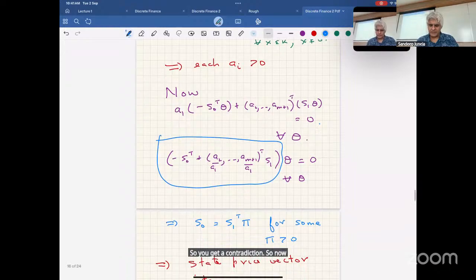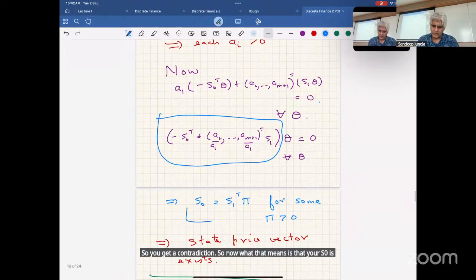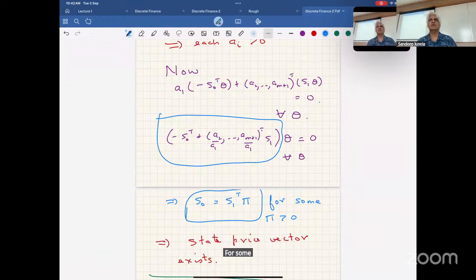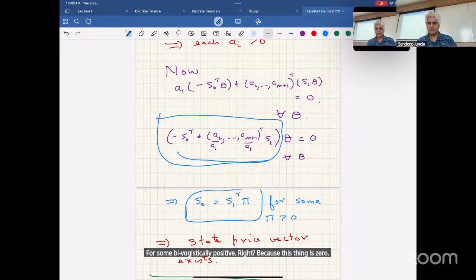So now what that means is that your S0 is basically equal to S1 transpose pi for some pi which is strictly positive, because this thing is 0. So S0 transpose is equal to this vector, which is strictly positive, transpose S1. They're equal. That's the same as S0 is equal to S1 transpose pi, where pi is strictly positive. Pi transpose S1. Well, then that'll be S0 transpose. So now we've just taken transpose on both sides.